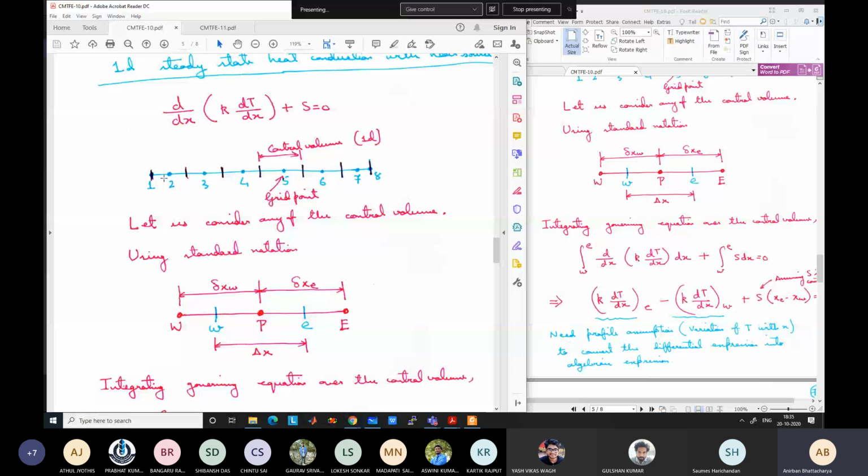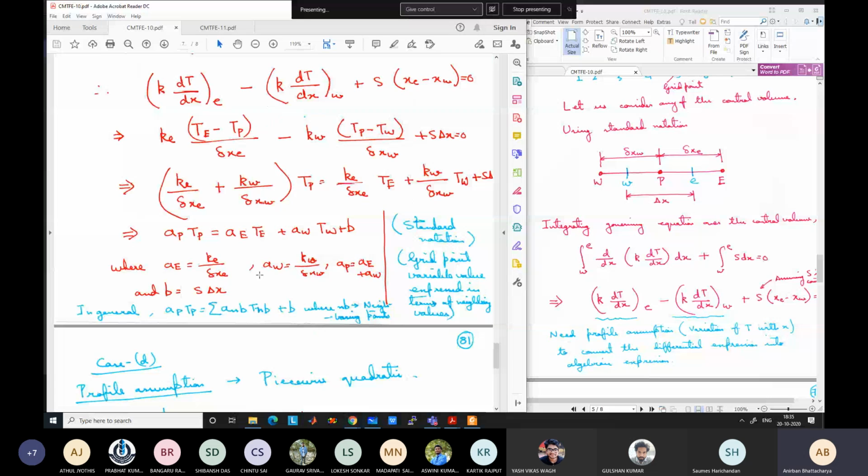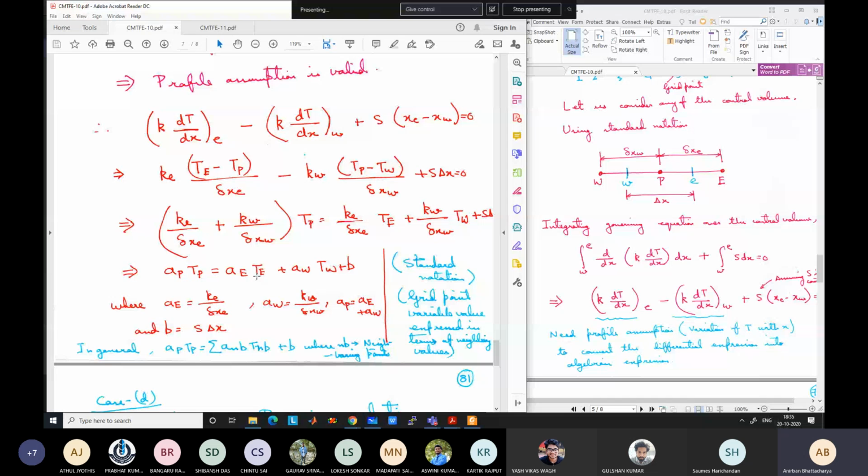Any equation, even for a complex geometry, not a regular geometry, a very irregular geometry, is ultimately written in this form: aP TP equals summation of anb Tnb plus b, where all the a values, the coefficient values, are calculated based on geometrical parameters and input parameters. And the source term is also calculated based on geometrical and input parameters.